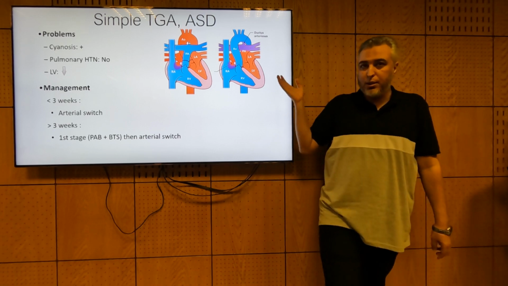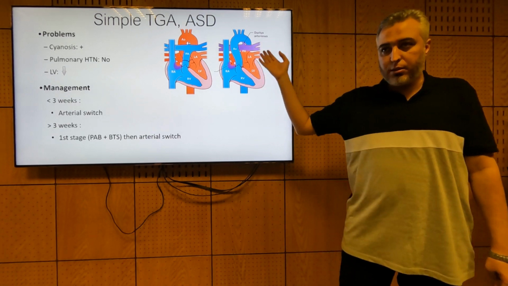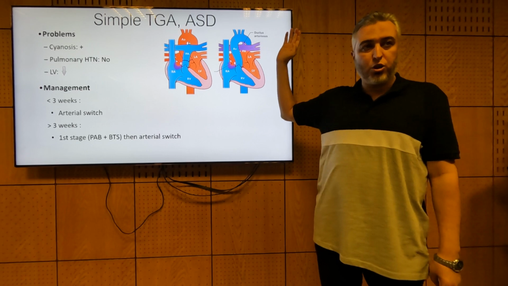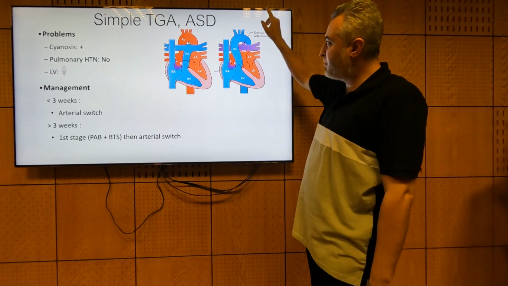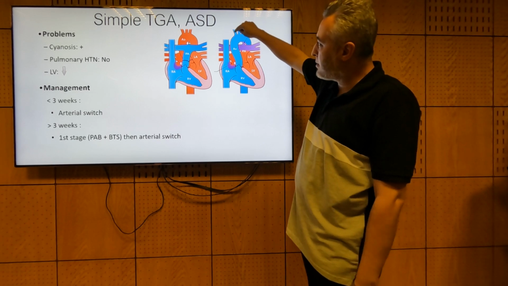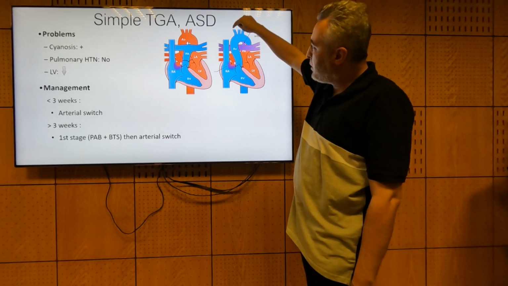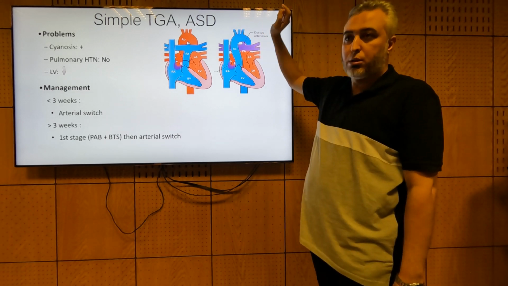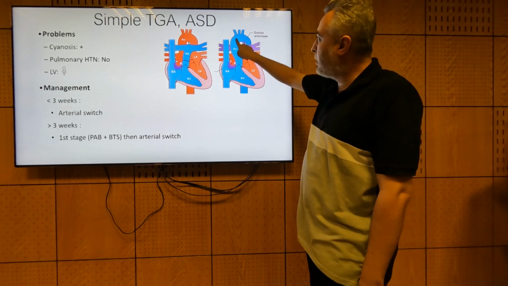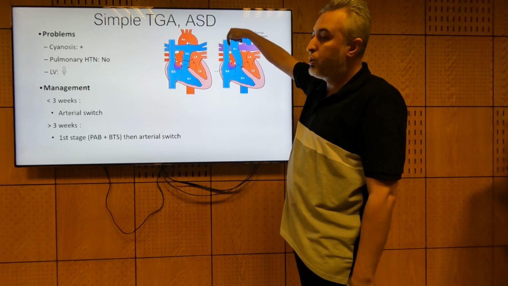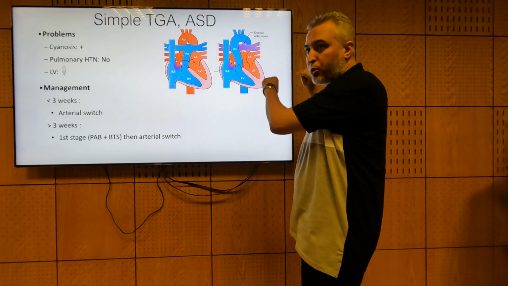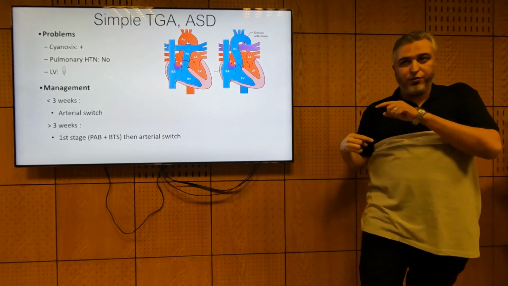And this is putting a synthetic systemic to pulmonary artery shunt. So a BT shunt, which is a modified BT shunt, is a communication, a synthetic shunt, communicating between the subclavian artery and the pulmonary artery. And so the blood coming out from the aorta will go from the subclavian artery into the pulmonary artery, increasing the amount of pulmonary blood flow and improving the saturation.